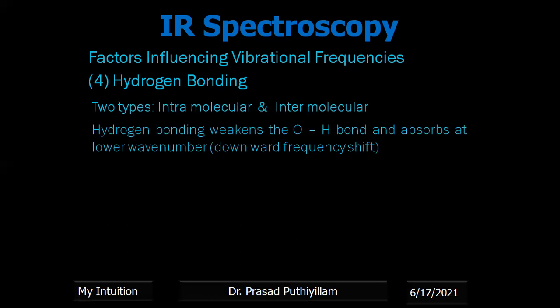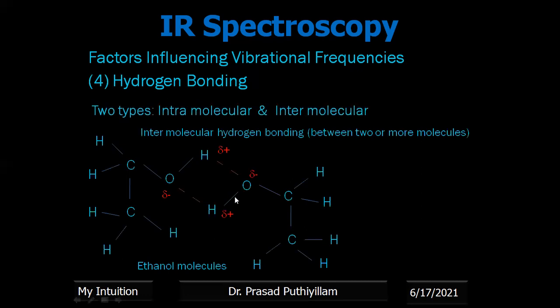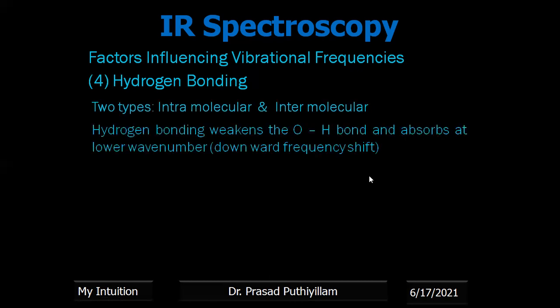Now, hydrogen bonding interaction weakens the OH bond. That is clear from this picture: when this particular oxygen attracts this hydrogen, this OH bond will weaken, as it shares the electrons. Therefore, the OH bond will weaken. So that statement is given: hydrogen bonding weakens the OH bond and absorbs at lower wave number. When it is a weaker bond, it will undergo vibration at lower energy, and it requires lower energy to show the peak in IR spectroscopy.